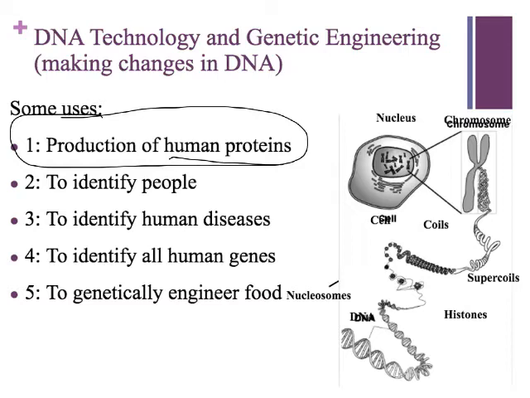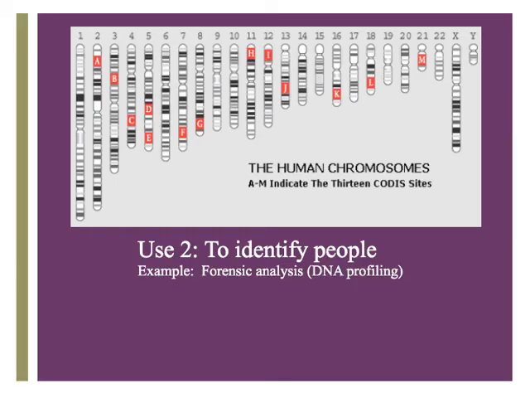So now that we're in video 3, we're going to look at how we can use DNA technology to identify people. In other words, how we can use DNA fingerprinting to solve crimes, identify who's the father in a paternity case, and things like that. So here we are. So use number 2, which is identifying people, and we're going to use the example of forensic analysis or DNA profiling to look at how these techniques work.